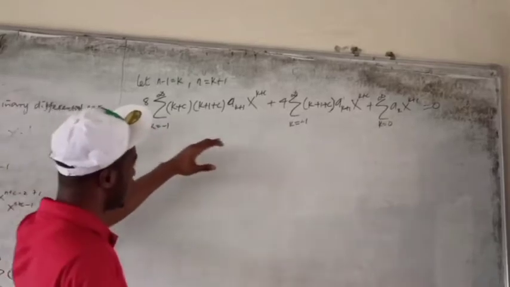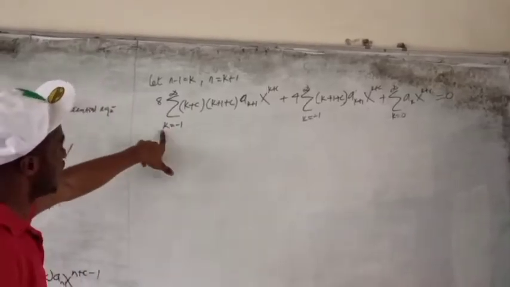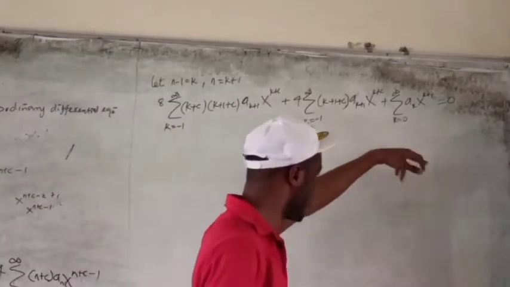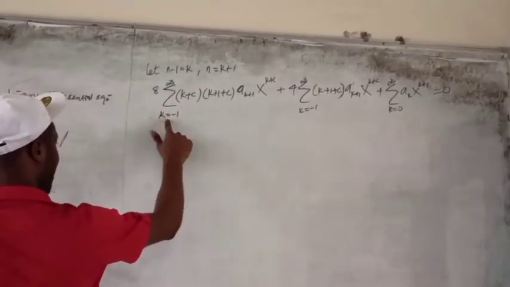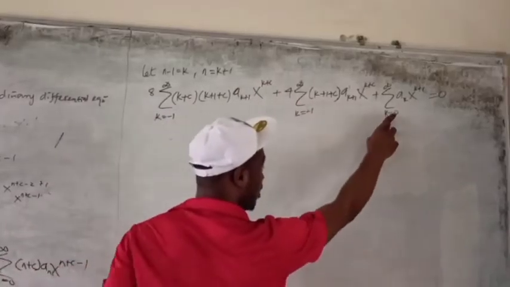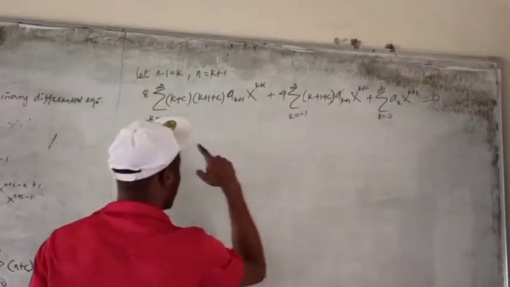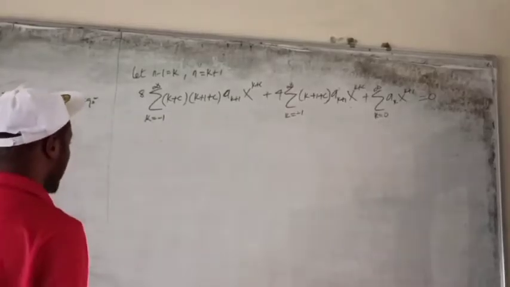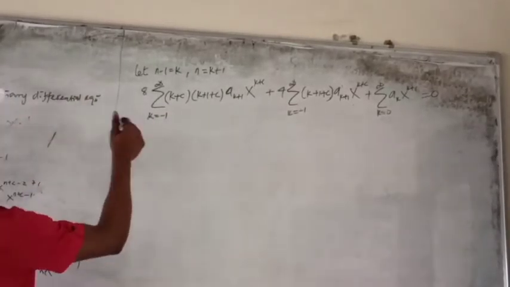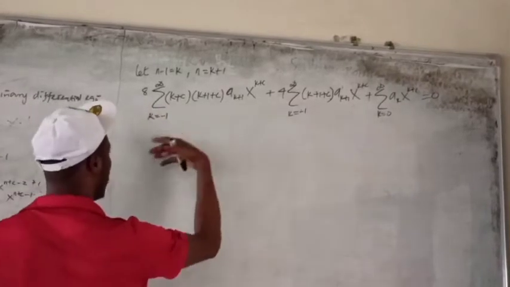Now the next problem is to make all the lower limits of k the same. As you can see, the lower limits of k are minus 1 and 0. So let us increase the lower limits to the highest one, which here is 0. So I am to increase the minus 1 and the minus 1 to 0. How can I do that? I will just say, when k is equal to minus 1 on this equation, what do I have?